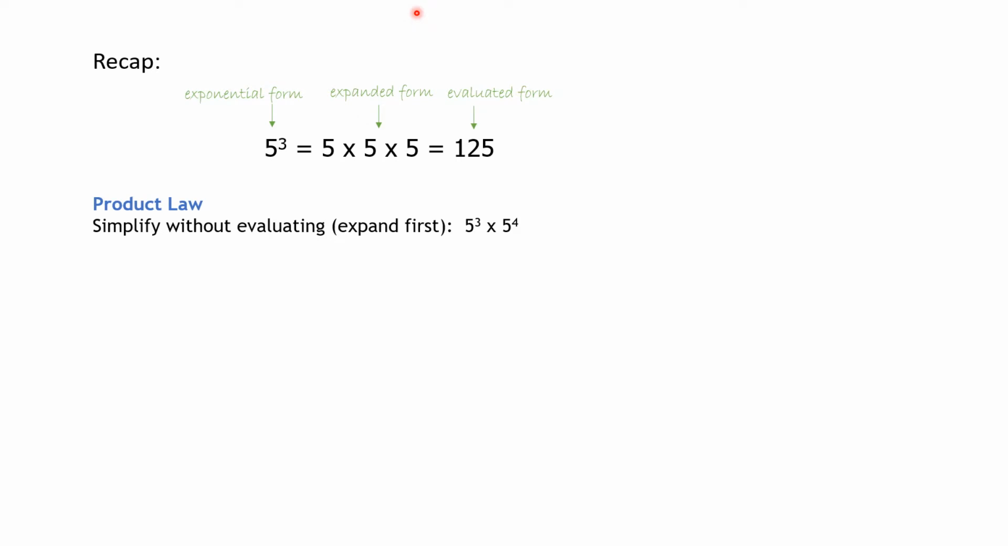So we're going to talk first about the product law. Let's see what that is. First, let's simplify without evaluating. So we're going to expand this all out first. When we expand it out, we have 5 times 5 times 5 for this cube, and then for the power of 4, we've got 4 of them. So that's expanded. And then I just drop the brackets and it looks like this. So we've got all of these 5s here, and of course there's a more compact way of writing this in exponential form. So I've got to count up how many 5s I have in here in total, and I've got 7 of them.